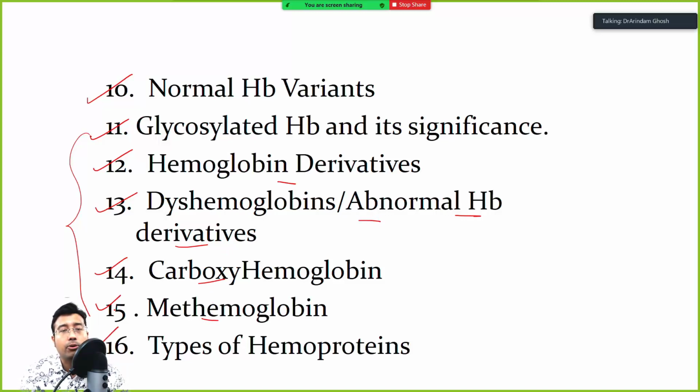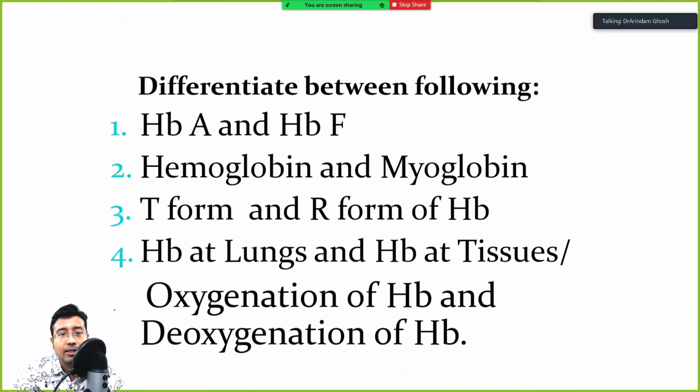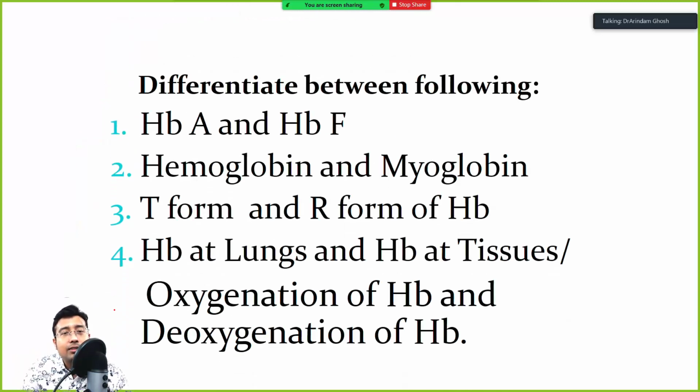The types of hemoprotein we discussed in the very first lecture: hemoglobin, myoglobin, cytochrome, etc. The types of hemoproteins are essential. There are a few differences that you should be knowing as well. If you have read the whole content in detail, definitely you will know the differences. Hemoglobin A, hemoglobin F, the difference between adult hemoglobin and fetal hemoglobin, the difference between hemoglobin and myoglobin.